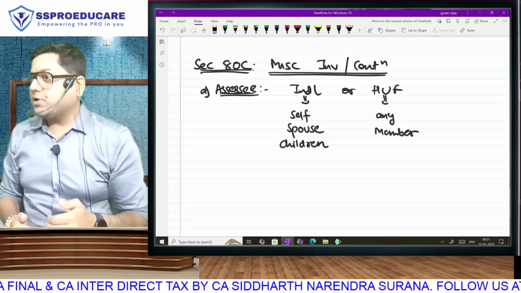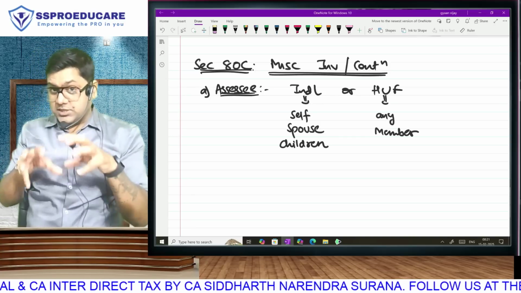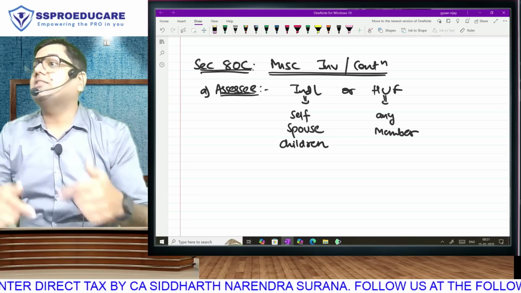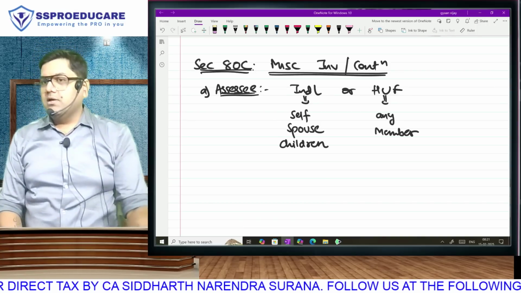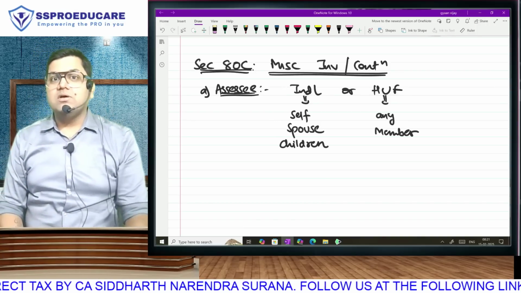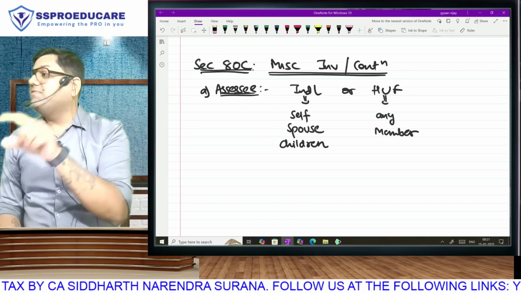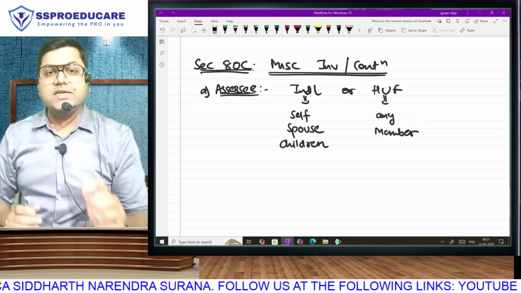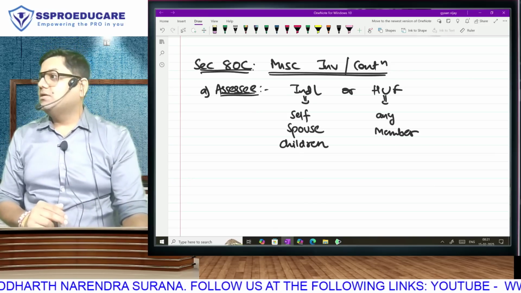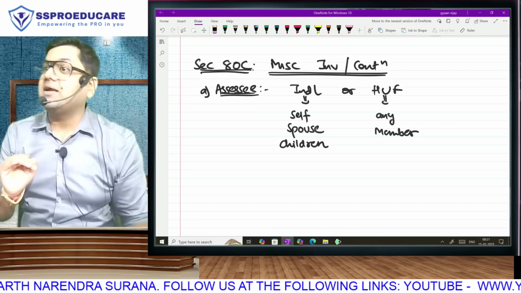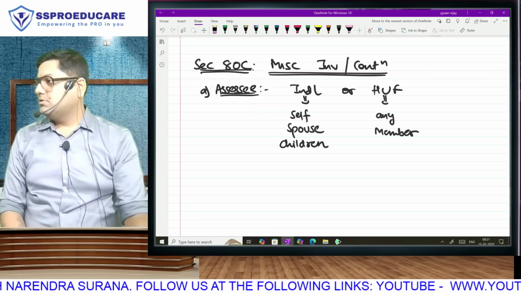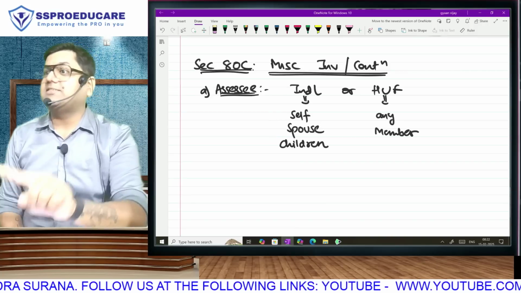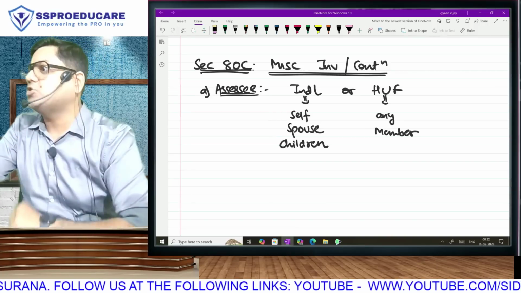As the chapter progresses further, this part that I have written in front of you, section by section will change and make the chapter more and more complicated. In some section it will be only individual. In some section it will be individual HUF. In some section it will be resident individual resident HUF. In 80C, as you see, it is self-spouse children. In 80D, it will be self-spouse dependent children and parents. And they have already written parents. Again, resident, non-resident, dependent, independent, senior, non-senior, any kind of parent as long as your parent.